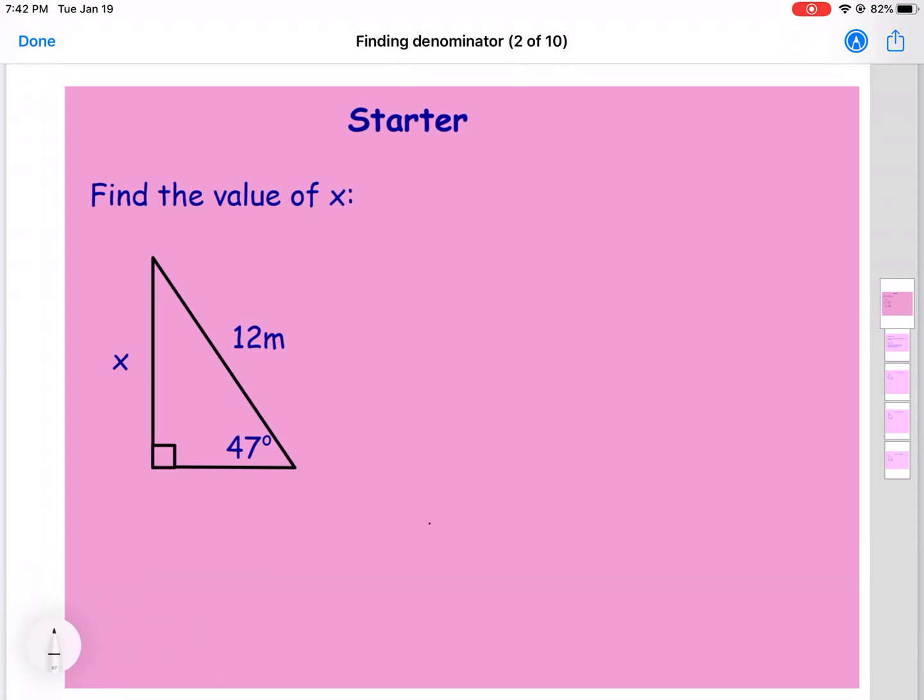As always with these questions, whether we are finding a normal side, finding a denominator like we are today, or finding an angle, the first step is to label the sides. In this triangle, if we go from the angle through the triangle, we get to the opposite side. The hypotenuse is across from the right angle and the adjacent is on the bottom. We are using the phrase SOHCAHTOA and that helps us choose which ratio to use.